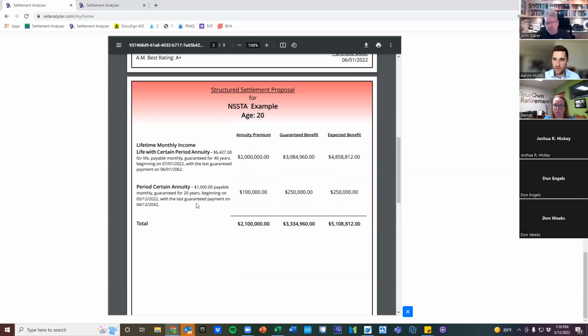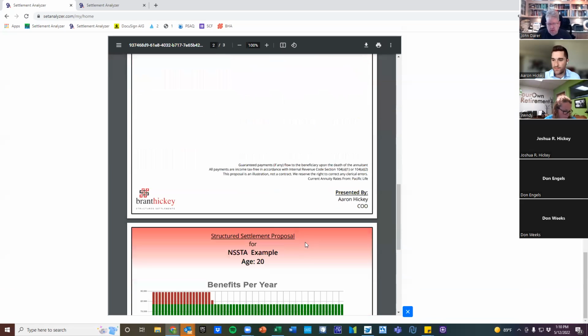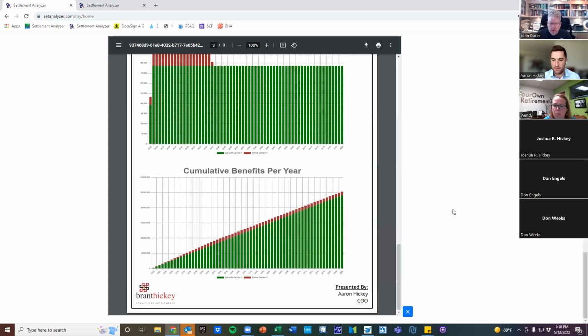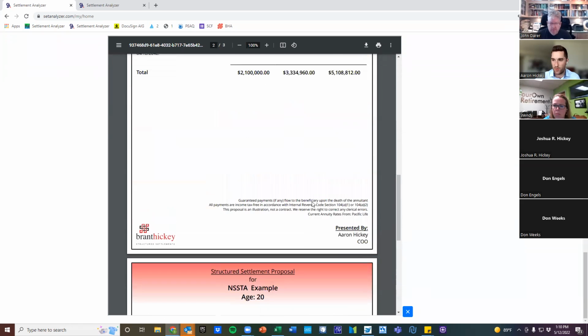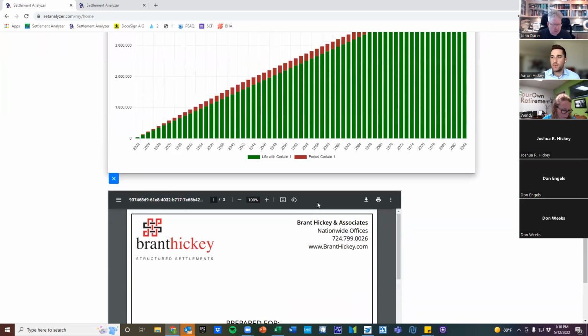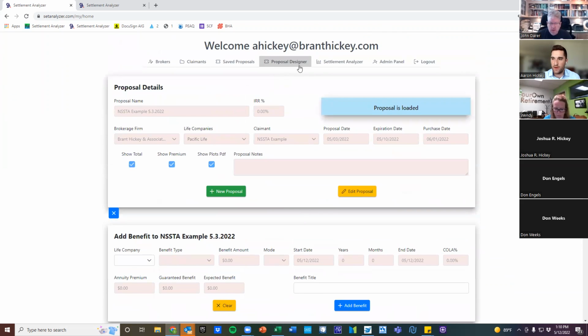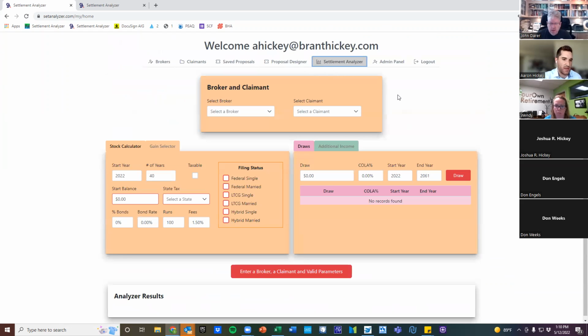Down here, again, very, very simple setup. This color is what you can change easily, and all of the information here gets automatically formulated. And then down here, we have our graphs, cumulative over the length and the benefits on an annual basis. So this is where you can come in and create a proposal in 30 seconds and have a very, very simple time doing it. So this is where we really started, but is not the main feature of Settlement Analyzer and what we're here for today.